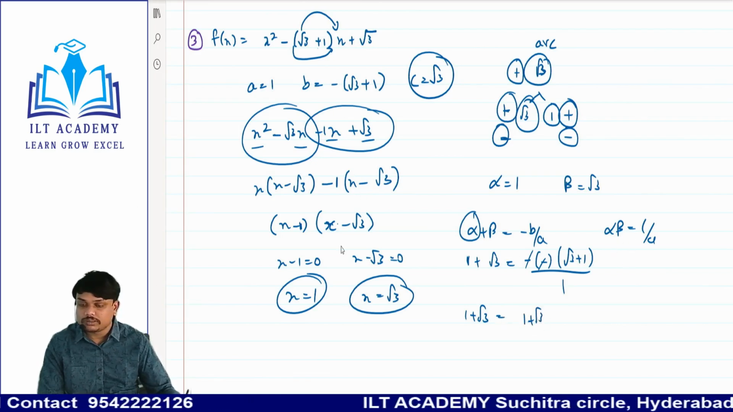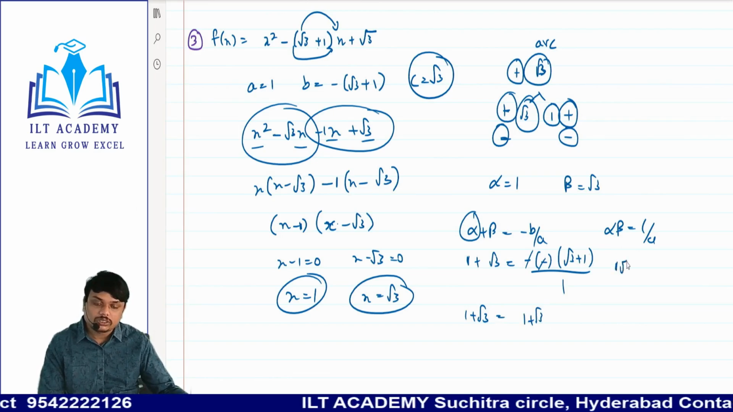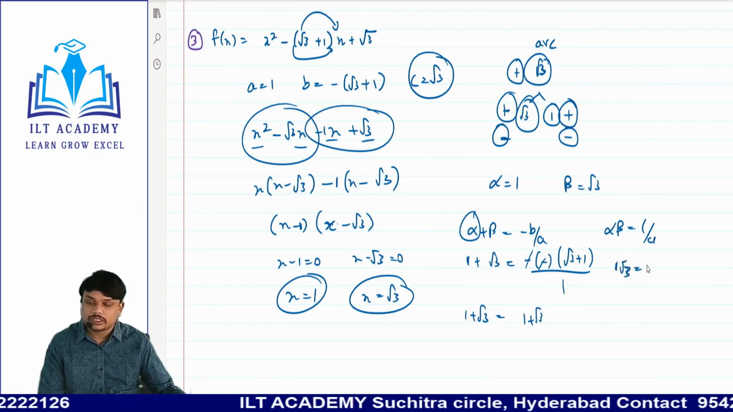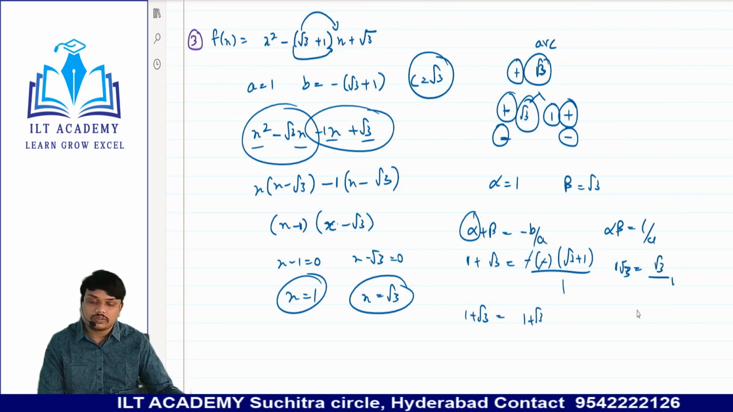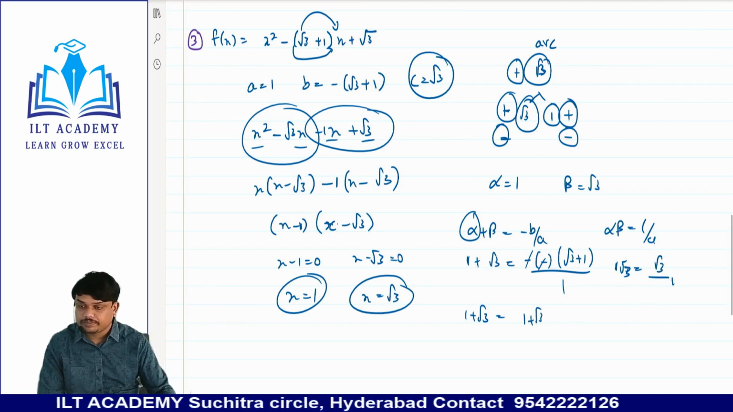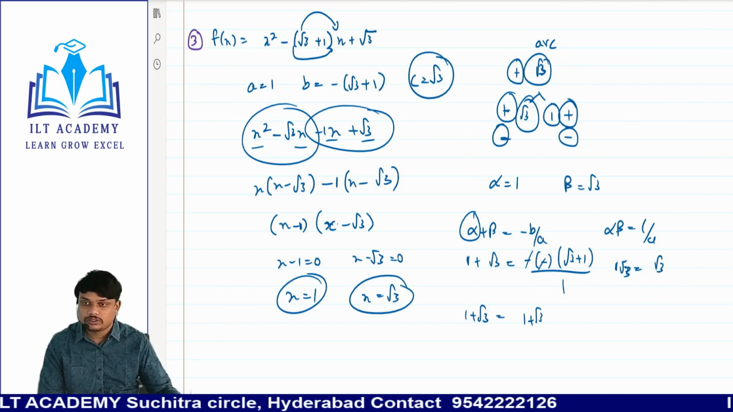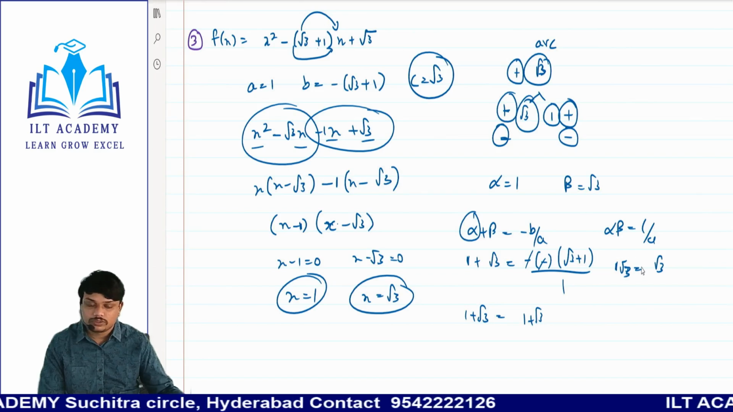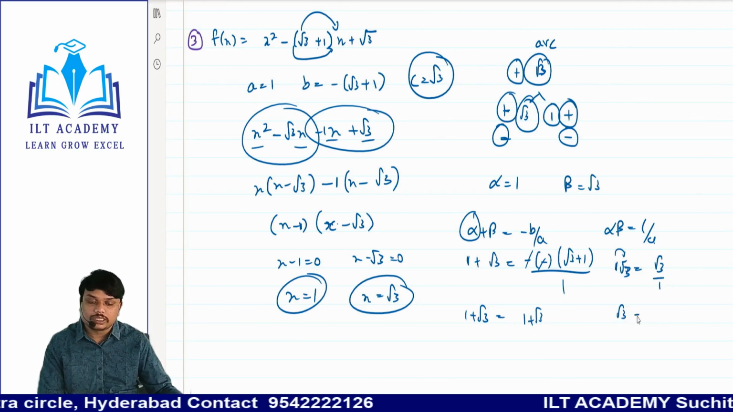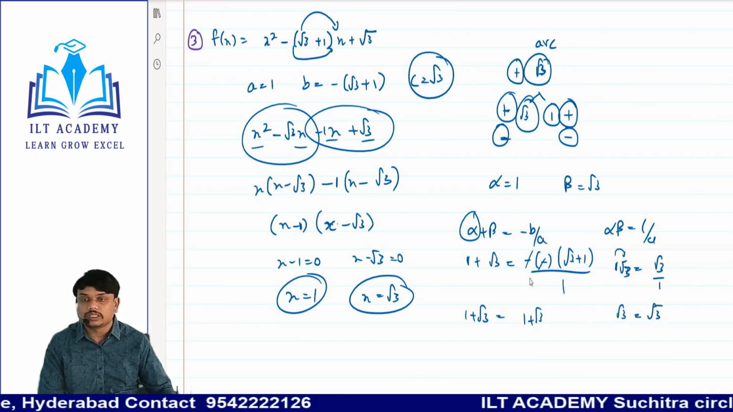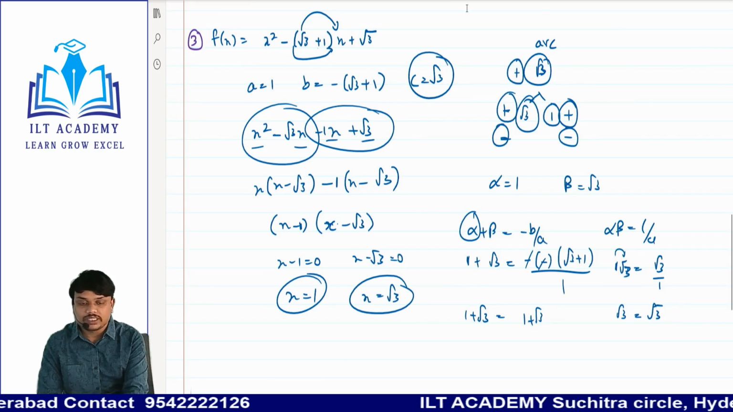Alpha beta is equal to c by a. So 1 into root 3 is equal to c value, which is root 3, upon a value, which is 1. So 1 into root 3 is root 3. Root 3 is equal to root 3. That's it. So we have done with the third sum.